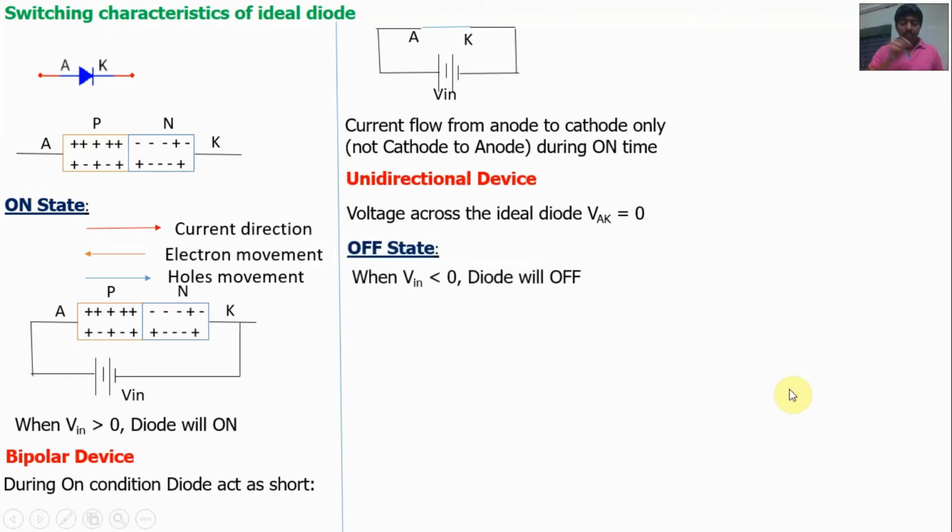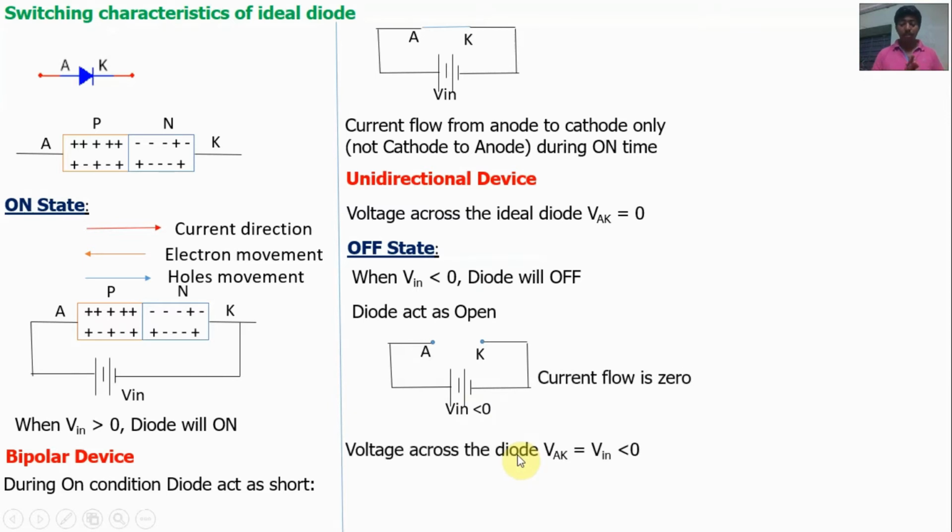when Vin is less than zero, the diode will be off. So the diode acts as open. Now the voltage across the diode is always equal to Vin, always less than zero. So it is not possible for the voltage across the diode to be positive. Only negative is possible. So the diode is a unipolar device.